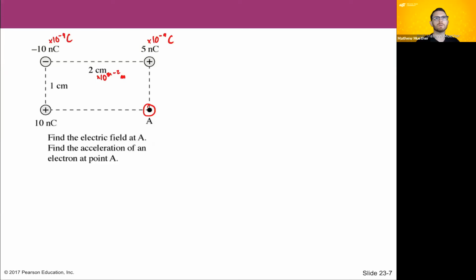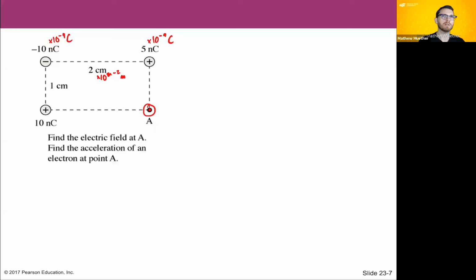Anybody else? What's another next step? Richie, go ahead. Yeah, I would draw vectors of all the forces that are being applied on A from the other particles. Okay, great. I think Richie said forces, but remember we're finding the electric field, right? So we wouldn't be finding the forces, but we can draw the electric field vectors for these guys. Let's just sketch out what we think those electric vectors are, at least the directions.